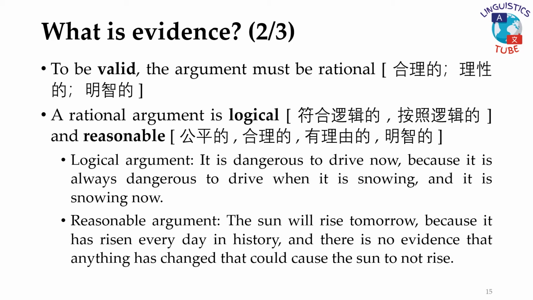If an argument is reasonable, then it is fair and sensible. For example, without a time machine to go into the future, I can reasonably argue that the sun will rise tomorrow, because it has risen every day in history, and there is no evidence that anything has changed that could cause the sun to not rise. An unreasonable argument is to claim that the sun will not rise tomorrow, because we cannot predict the future.